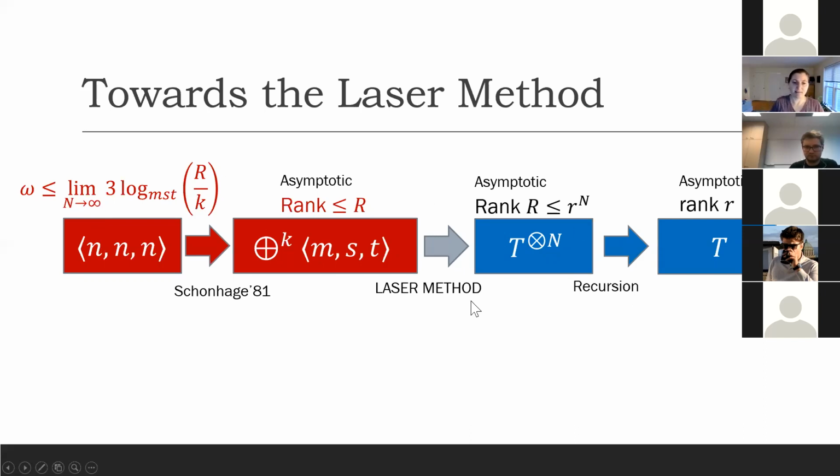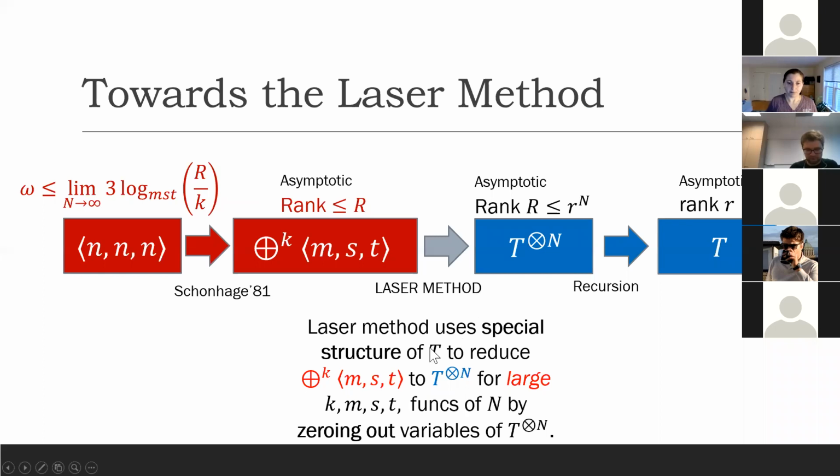All right, so what I haven't told you about is the laser method here, which relates tensor powers of some tensor t with direct sums of matrix multiplication tensors. So this is what we're going to talk about in the majority of the talk from now on. So here's an overview. The laser method uses some special structure, which I need to define, to reduce this problem of computing direct sums to the problem of computing at the nth power. And it does it for very large k's, m's, s, and t, and they're functions of this power of n.